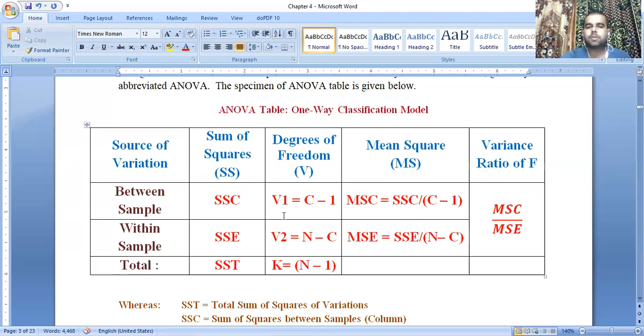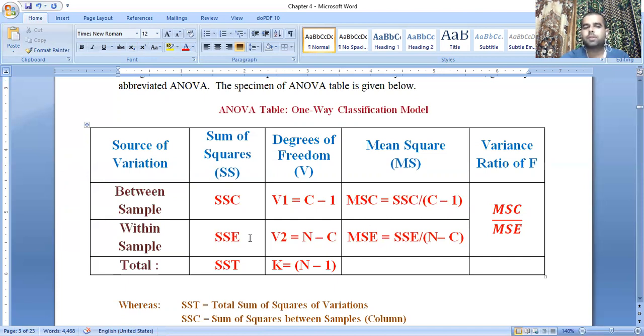Then MSC is equal to SSC, the numerator value, divided by the denominator value, that is C minus 1. Suppose the sample size is 4. 4 minus 1 is 3. Here 50 is there. 50 divided by 3, then you will get the MSC value.